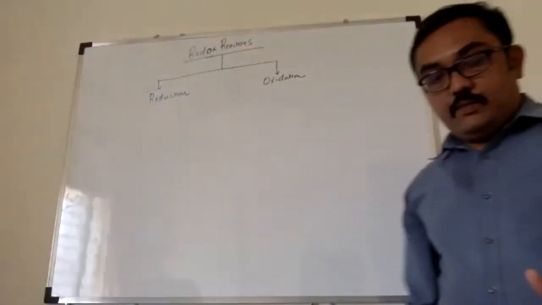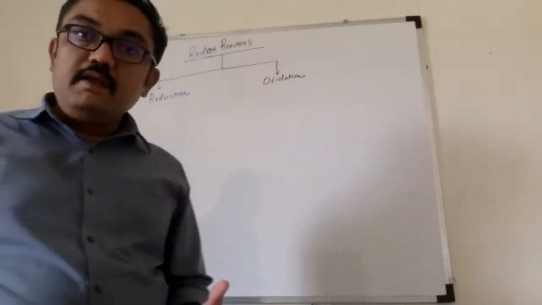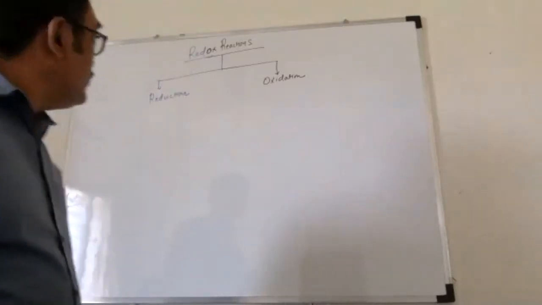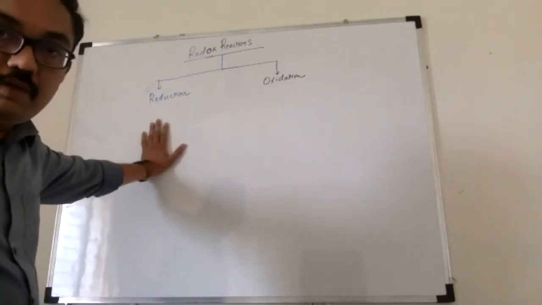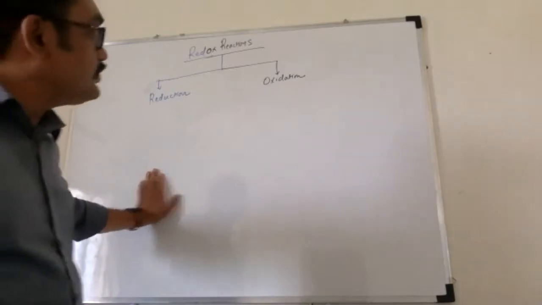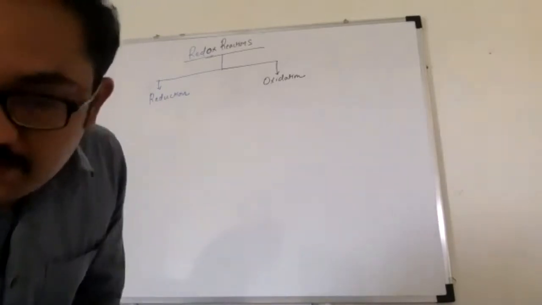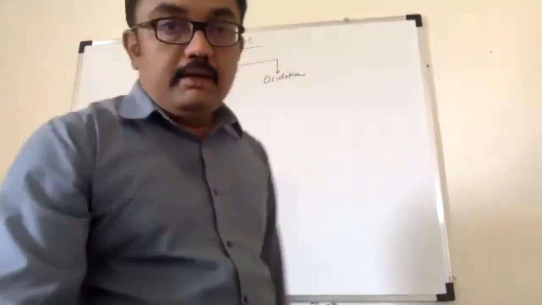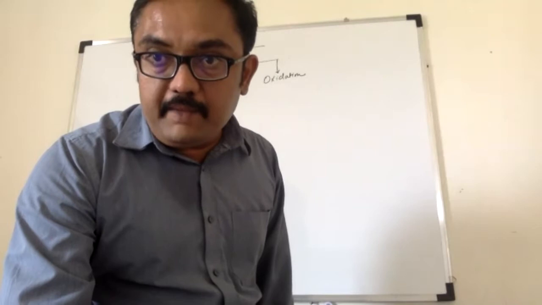So now we are going to understand what is a reduction and what is an oxidation half. I will give you some definitions. Using those definitions, you will be able to figure out which half is the reduction half and which half is the oxidation half. So in the reduction column, write down the definitions of reduction half. In the oxidation column, write down the definition of oxidation half. I will give you three definitions and I will explain them one by one.